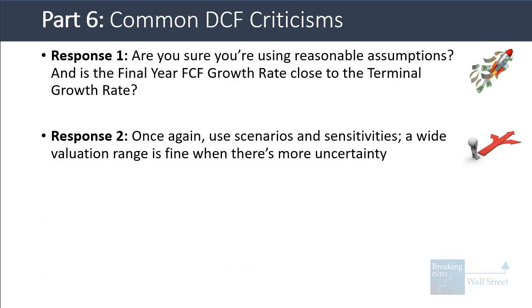My second response is, once again, use scenarios and sensitivities. It's fine if you have a very wide range. If you're valuing a tech startup, then sure, maybe it's worth anywhere from $20 per share to $100 per share, and right now its share price is $50 or $60. It's fine if the range is very wide. That just reflects more uncertainty and how no one really knows what's going to happen in the future. But you still want some kind of range so that you can say, even with highly optimistic assumptions, no, this company is not worth $1,000 per share or $500 per share or something like that.